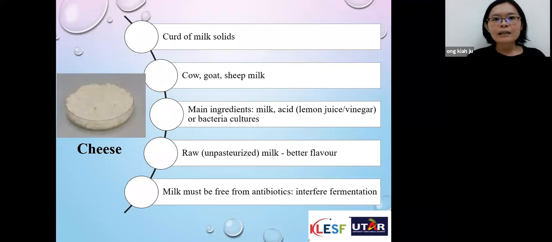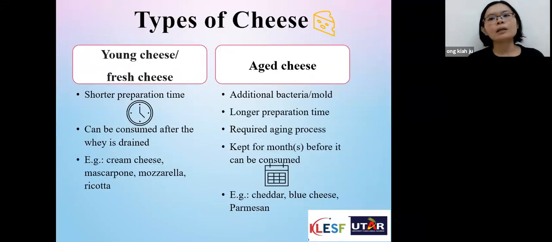And there are two types of cheese. Normally, we divide it into two types. The first type is known as young cheese or fresh cheese. This young cheese requires a shorter preparation time and it can be consumed right after the whey is drained. I will show you later on what we call whey. There are a few types of young cheese or fresh cheese, for example, cream cheese, mascarpone, mozzarella, and also ricotta.